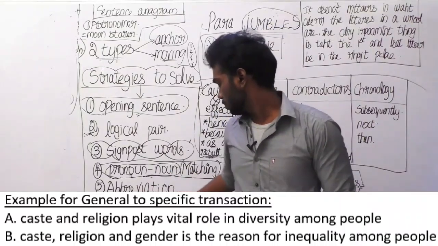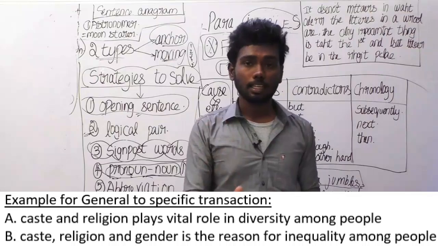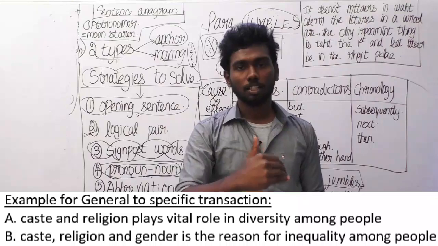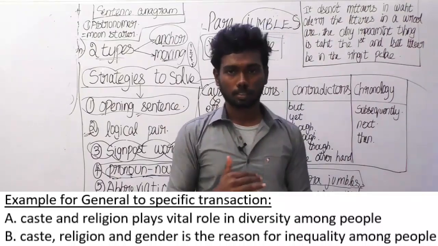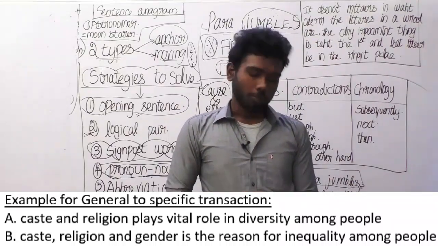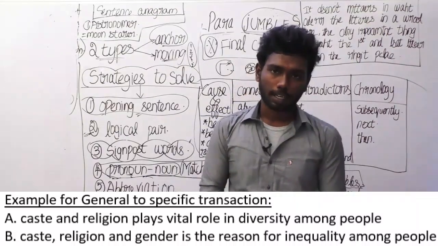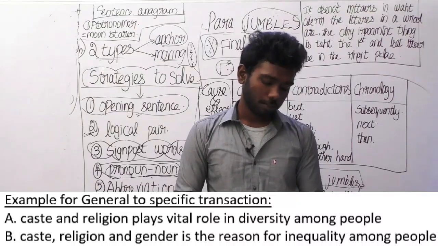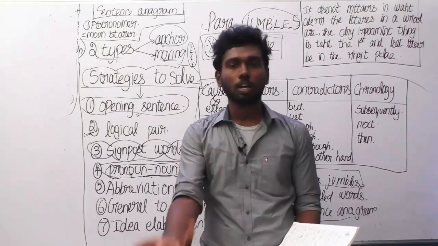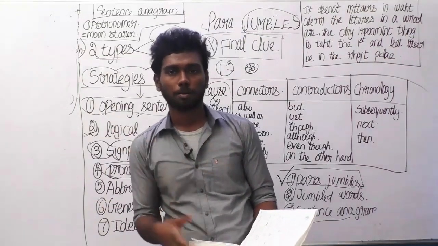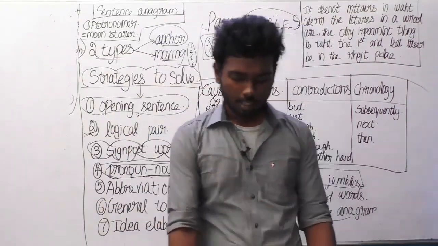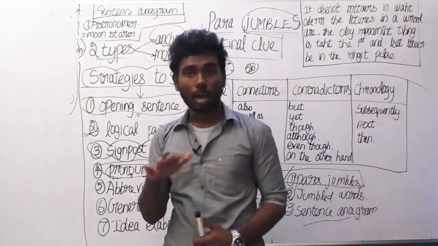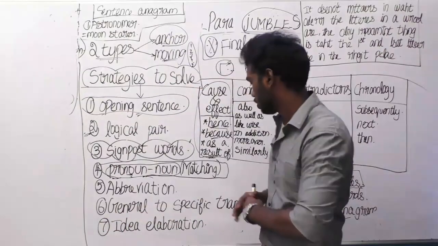So general to specific transition means that in a para-jumble question, general things will come first and the specific things will follow next. So the correct option for this will be option B to option A. The correct sentence is: caste, religion and gender are the reason for inequality among people. Caste and religion play a vital role in diversity among people will come next. So this is the example for general to specific transition. You have to look for general to specific terms before solving.